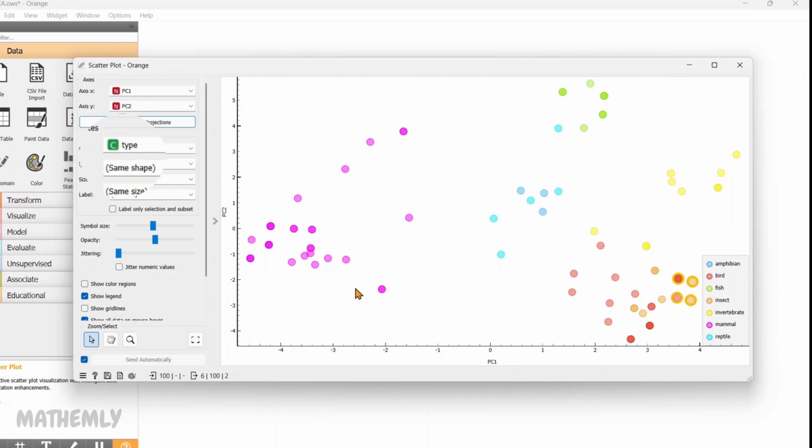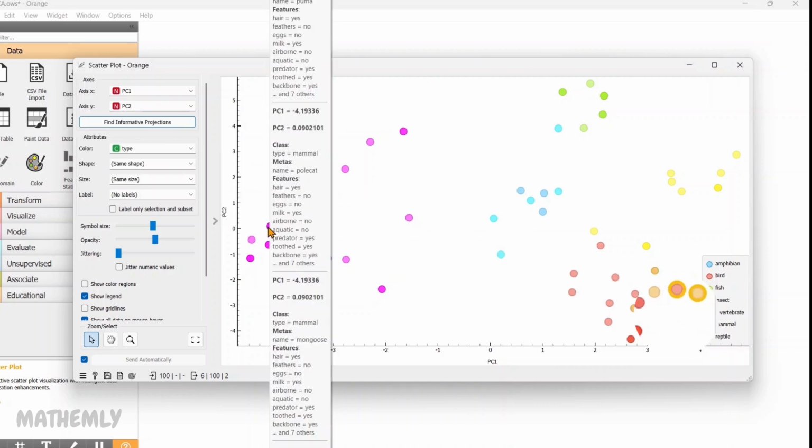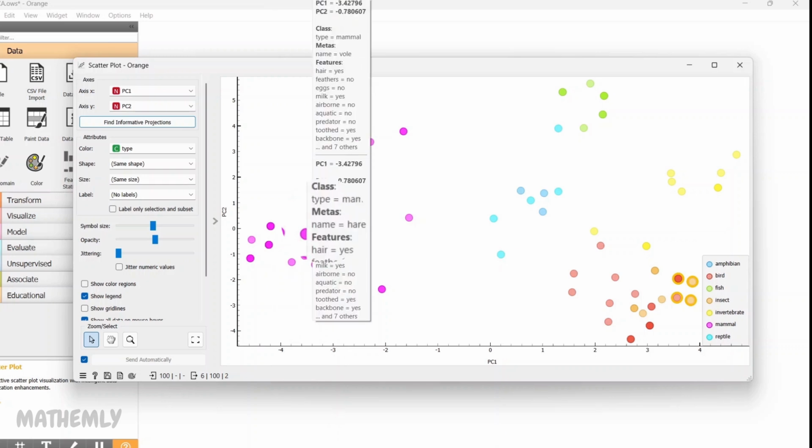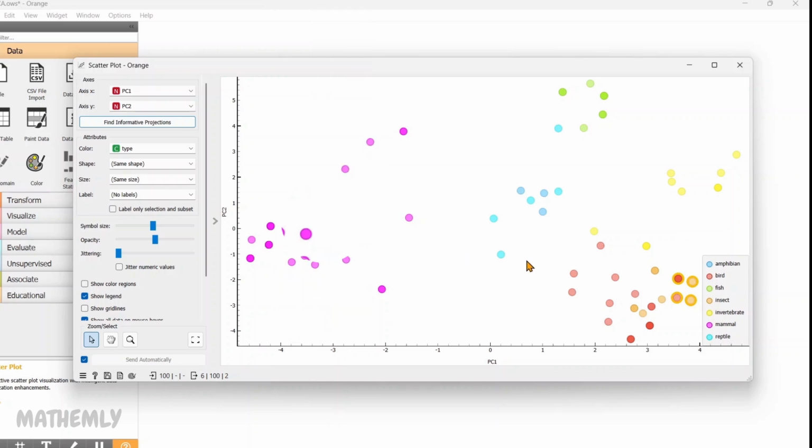Here, mammals are grouped together. This suggests that mammals share common characteristics that are strongly represented in the first two principal components. Features like body temperature regulation, live birth, and fur or hair might contribute to their separation from other animal types.